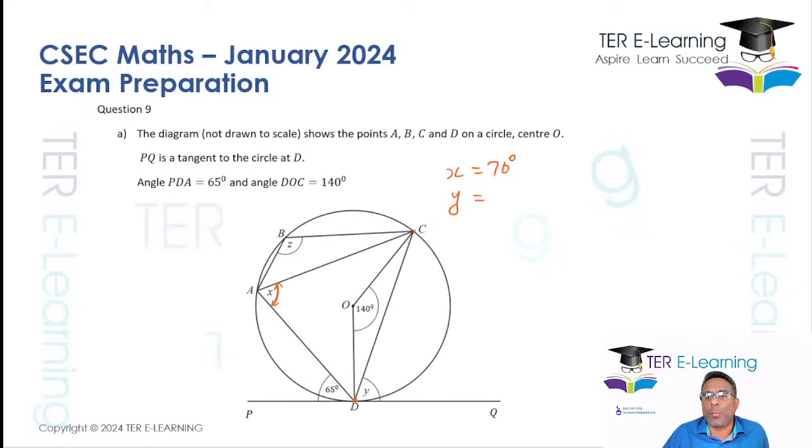What is angle Y? Right? So some people are saying the angle is 70 degrees too. I agree, but why is it 70 degrees? So the first one here, the angle at the center is twice the angle at the circumference.